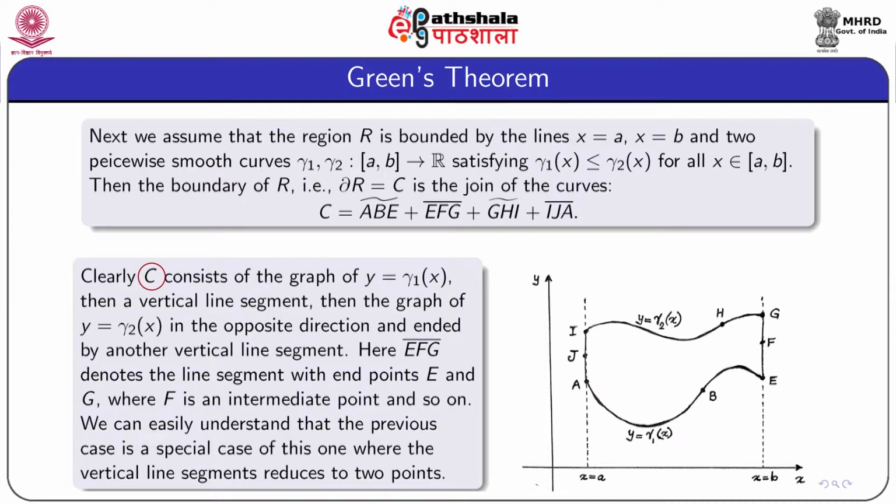Clearly, C consists of the graph of y equal to gamma 1(x), then a vertical line segment EFG, then the graph of y equal to gamma 2(x) in the opposite direction, and ended by another vertical line segment IJA. Here, line segment EFG denotes the line segment with endpoints E and G, where F is an intermediate point and so on. We can easily understand that the previous region which we discussed earlier is a special case of this one, where the vertical line segments reduce to 2 points.